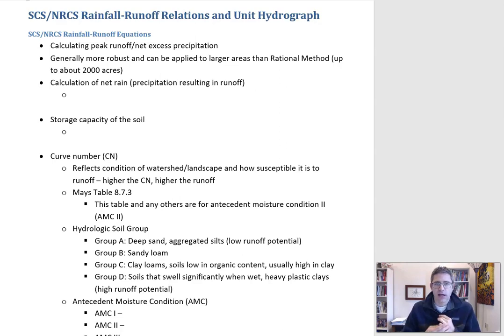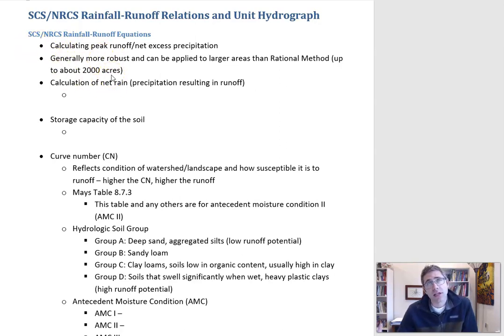And we want to dig in now to what we call the NRCS. It used to be called SCS, which was the Soil Conservation Service. It was renamed later to the National Resource Conservation Service. It has a whole set of equations and relationships to get from rainfall to runoff, and it has its own unit hydrograph procedure as well. So let's just start off by going through it.